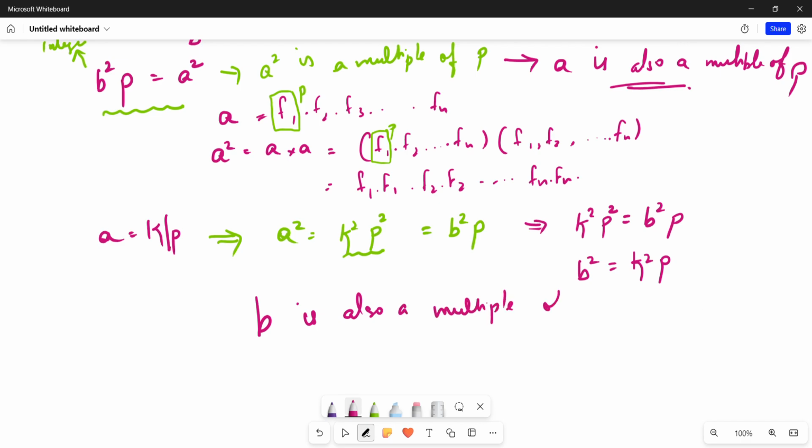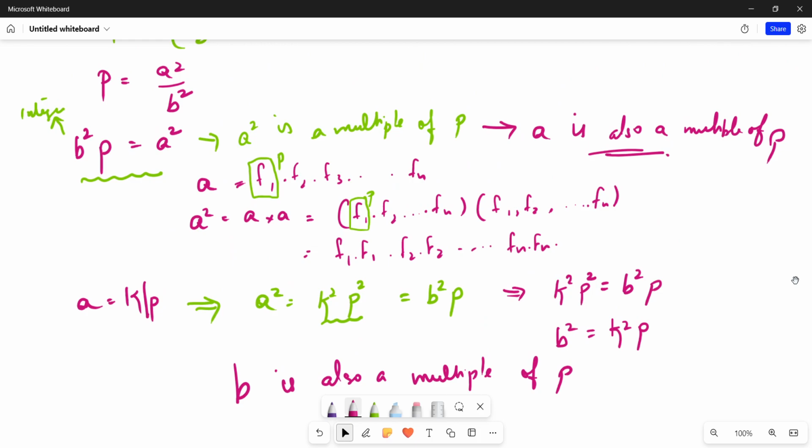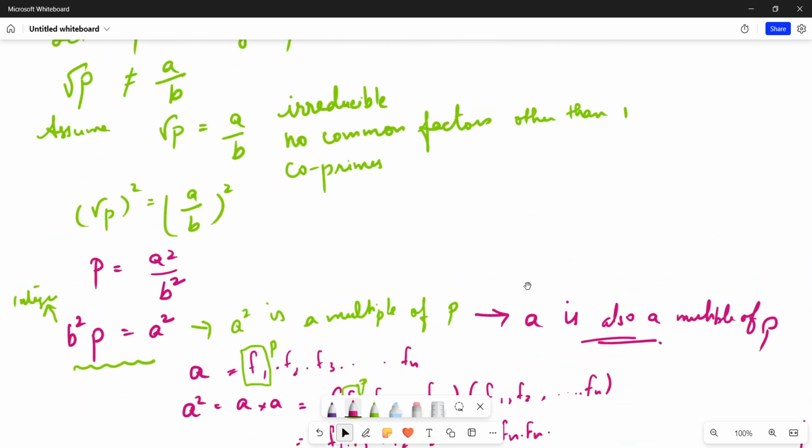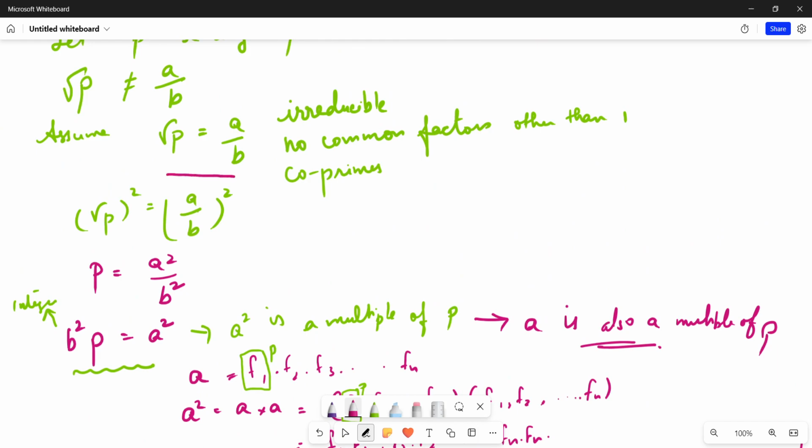So, have we arrived at a contradiction? Yes, we have. We say that A is a multiple of P, and we also say that B is a multiple of P. But what was our assumption? Our assumption was that A and B do not have any common factors. But now we have a contradiction that at least one factor is common, that is, A is a multiple of P and B is a multiple of P. So this is not the irreducible form, and they are no more co-primes.